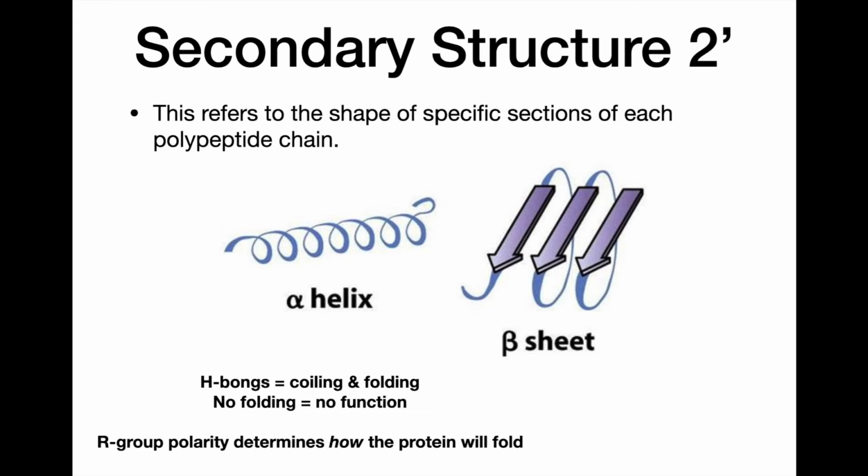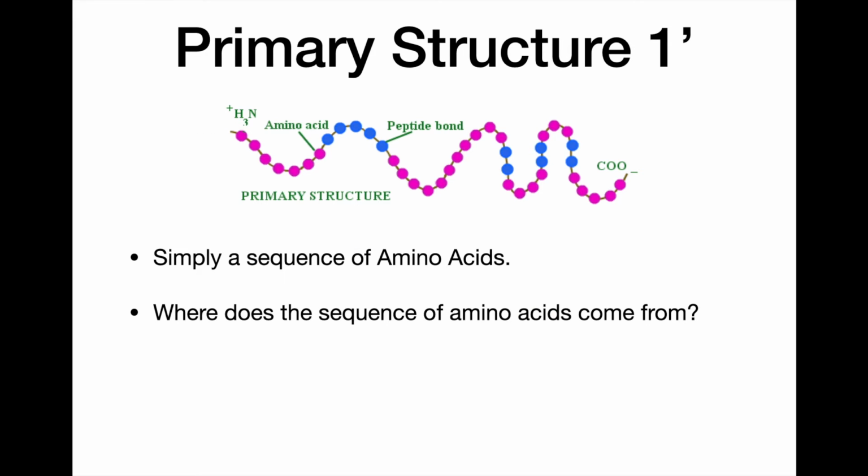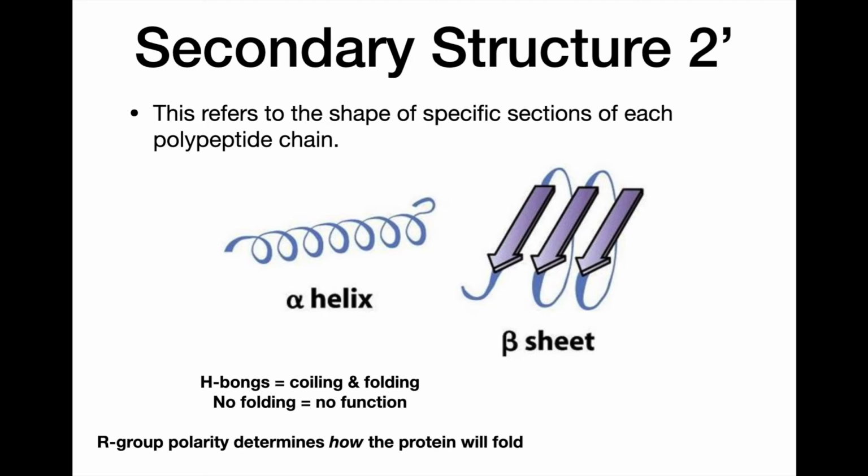Secondary structure refers to the shape of specific sections of each polypeptide chain. So secondary structure is after you've folded it. You have alpha helixes and beta sheets. These are held together by H bonds during the cooling and folding. If there's no folding, there is no function. So a long string of beads, that primary structure, has no function. But with the alpha helixes and the beta sheets, then you start getting some function.